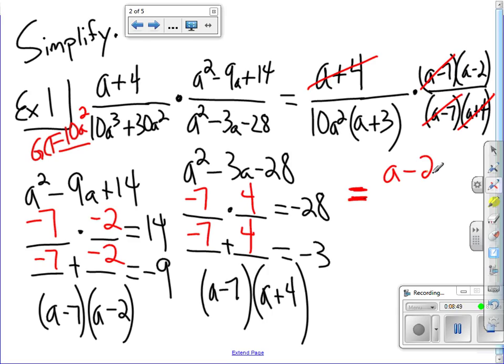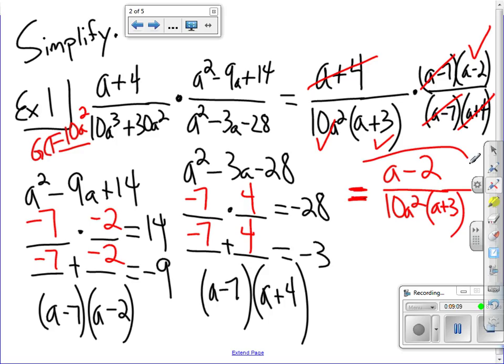All right? So we're just going to rewrite what's left over. A -2, and I like to put check marks after I write stuff in my answer so I don't leave anything out. 10a squared is going to go next because there's nothing else left in the top except a -2. And then we have this a plus 3, right? Okay, that's it. This right here, this bad boy is our final answer.